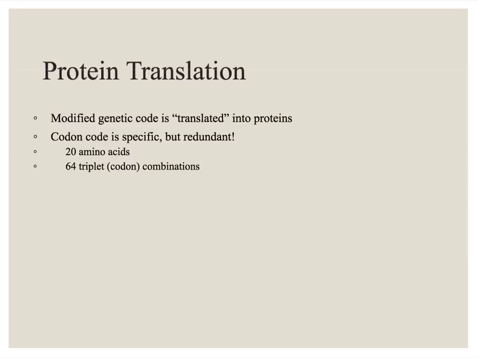Okay, so once RNA is transcribed, it leaves the nucleus, transcription is done. We're now moving on to translation, right? Lost in protein translation. Okay, so that genetic code, what we mean by modified genetic code, we mean is that RNA is then translated into proteins.